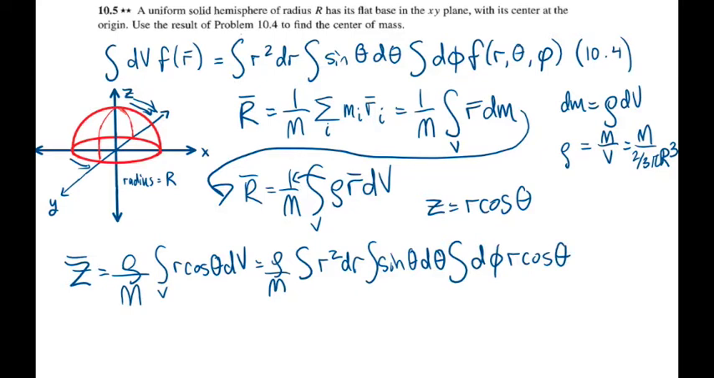Our limits of integration here will be in phi, which is in the xy plane, all the way around from 0 to 2 pi. In theta, remember measuring down from the z-axis, we'll be integrating from 0 to pi over 2. And in r, we'll be, of course, integrating from 0 to capital R, the radius of the hemisphere.